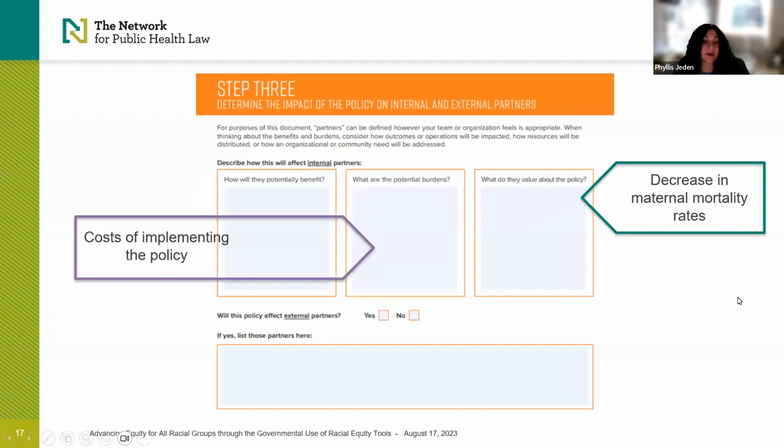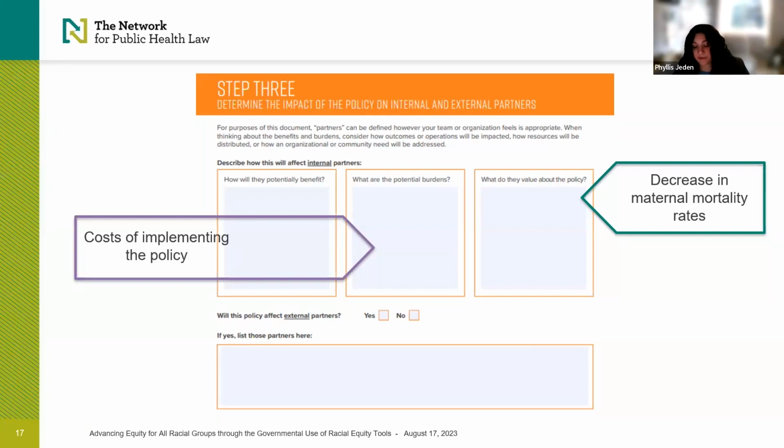So step 3 of the toolkit focuses on the policy impact and whether that policy will impact internal partners, external partners, or both. For our SPA doula example, the state health department may consider the impact of costs of improved health and the burden of implementing the policy. And of course, you consider external partners. For example, organizations that serve expectant mothers in the state who are Black, who will be impacted by this policy.